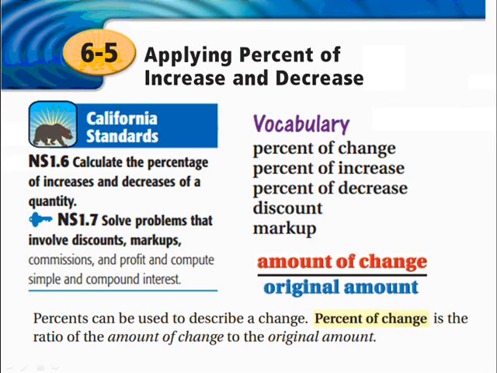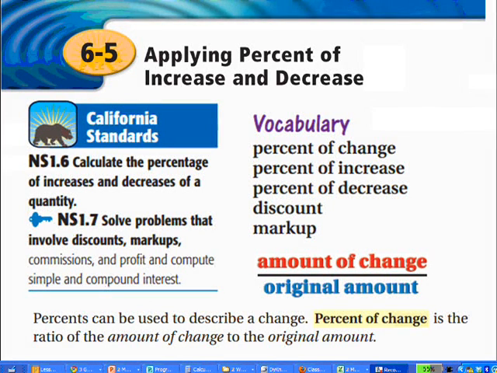Please begin your notes by writing down the standards found at the left of your screen, upon which this lesson is based. There are two today. The first, NS 1.6, calculates the percentage of increases and decreases of a quantity. The second, NS 1.7, solve problems that involve discounts, markups, etc. You need only write down the type that is in bold. That which is not in bold is not covered in this lesson.